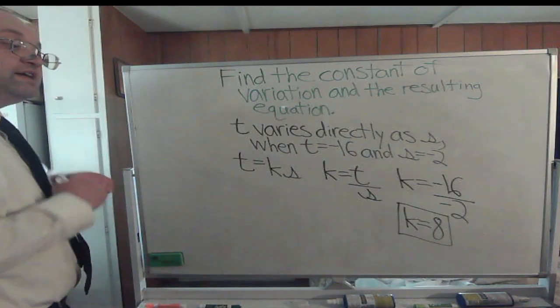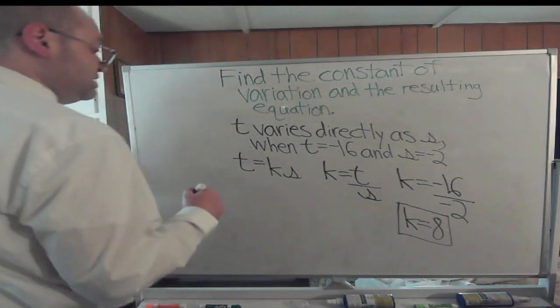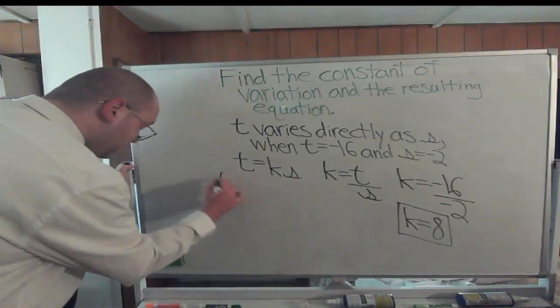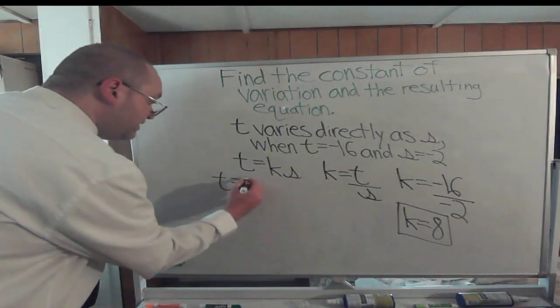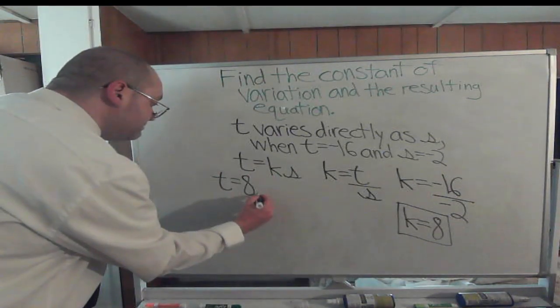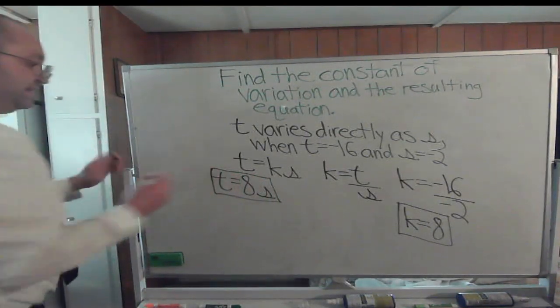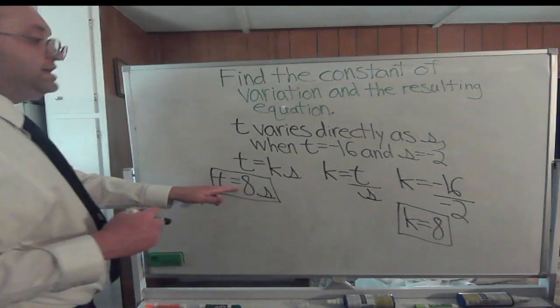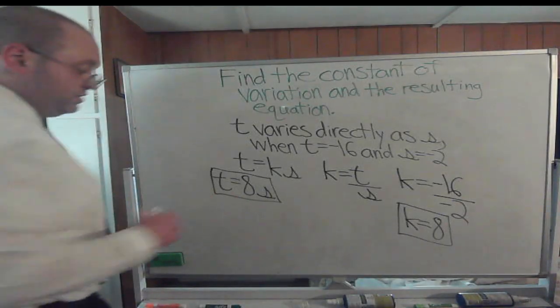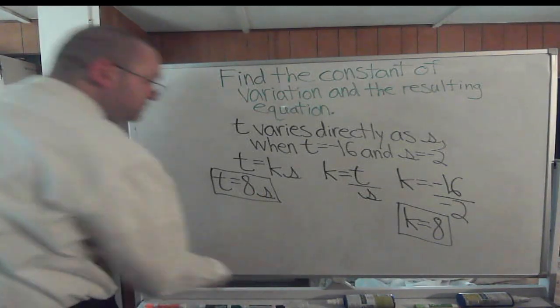Second part, let's find the resulting equation. You're just going to keep your t, set that equal to your constant of variation of 8 times your s. So t equals 8s would be the resulting equation using your constant of variation.